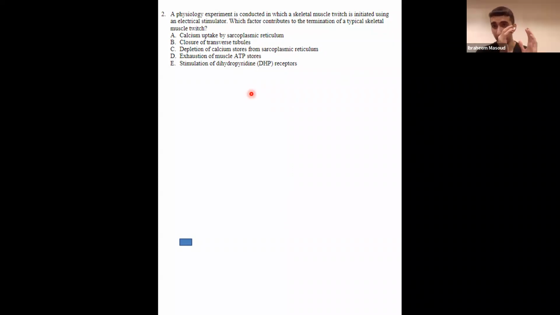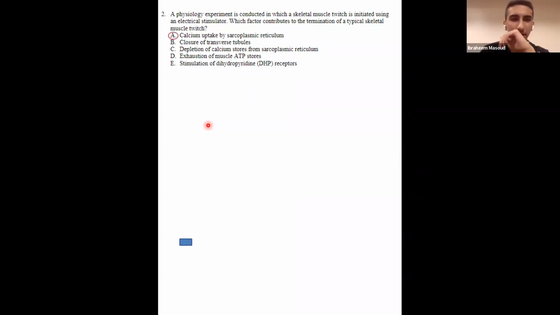Why A? As we said, there are two things we do to relax. First, we bind ATP to myosin so that myosin gets back down. Second, we activate SERCA, the sarcoplasmic reticulum calcium ATPase, to grab calcium from the sarcoplasm into the reticulum. By doing that, it decreases the sarcoplasmic calcium so that the actin does not get activated by the calcium. So, relaxation. Now you got it? Yes, it's A.